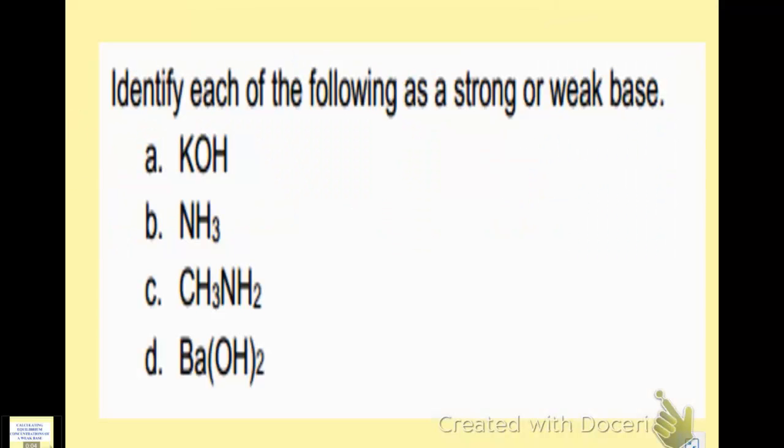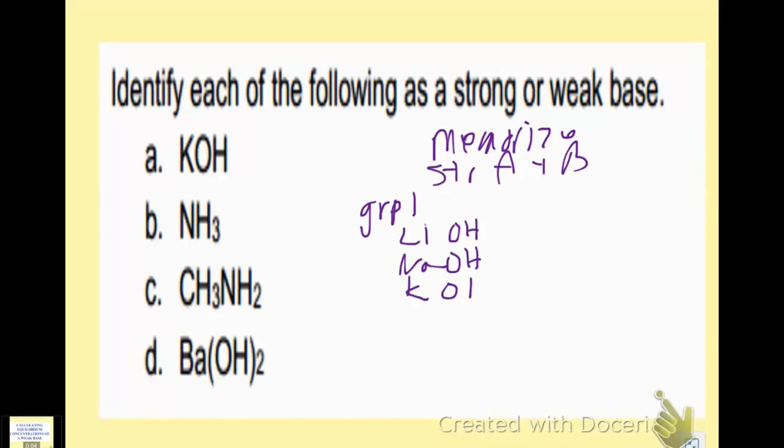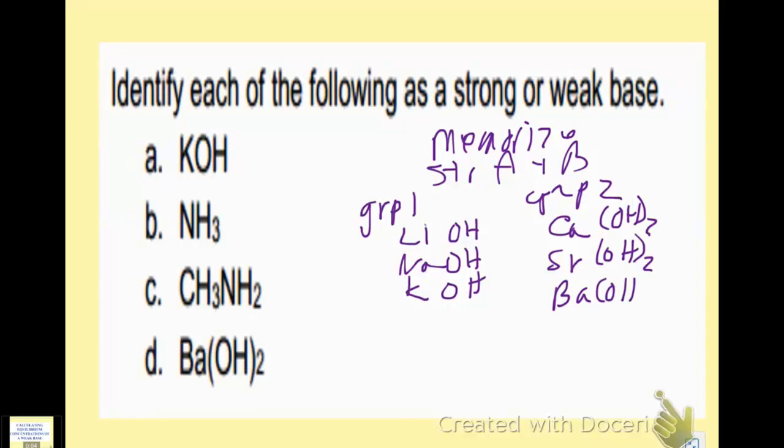Okay, so let's take a look at another one. Here we want to identify each of the following as a strong or weak acid or base. One of the things you have to do in this course is memorize strong acids and strong bases. From group 1, I have 3 hydroxides that are strong bases, and they're at the top: lithium, sodium, and potassium. And then from group 2, I have 3 metals that form hydroxides that are strong bases.